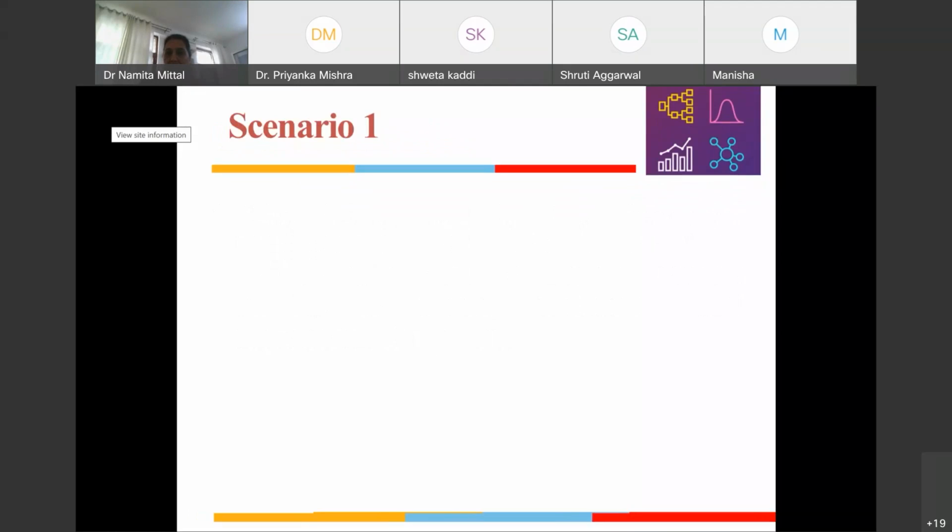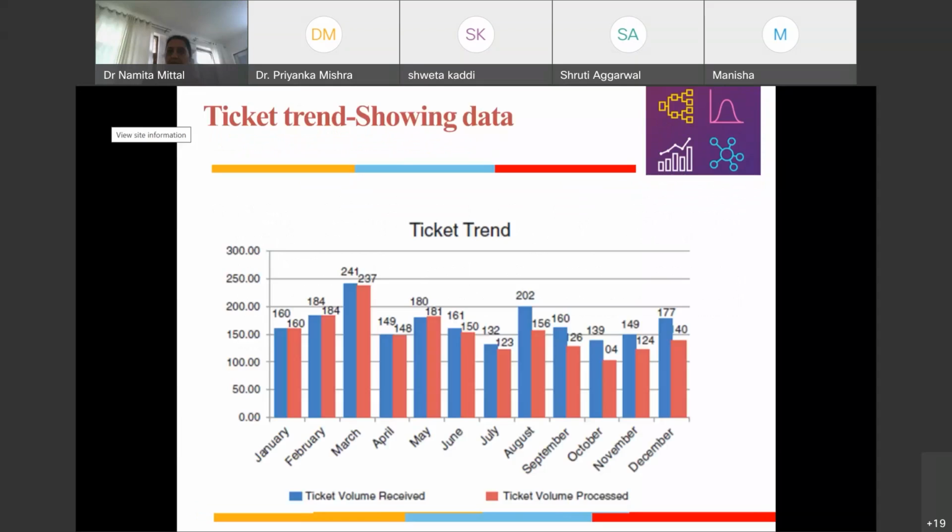I'm taking some scenarios, so someone can answer if they wish. If this is the visual I give to you, what do you understand from it? You can see two types of bars, blue and red, and January to December data. You can see two legends: blue is ticket volume received, and red is ticket volume processed. It makes some sense, but it's not very clear. It's clumsy, with so much data. How do I grasp it? How do I perceive it?